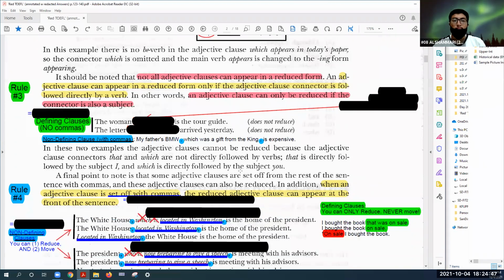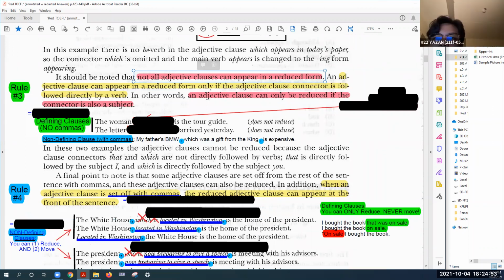Yazan, let's do rule number 3. Not all adjective clauses can appear in reduced form. Stop. Okay. So rule number 3, this tells us there are some special cases, okay? We cannot reduce all adjective clauses. We cannot reduce all of them. Continue.